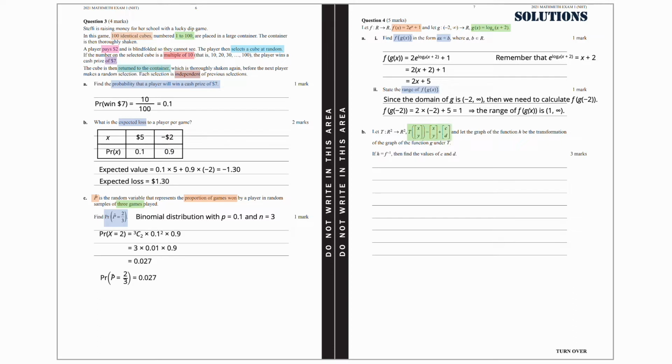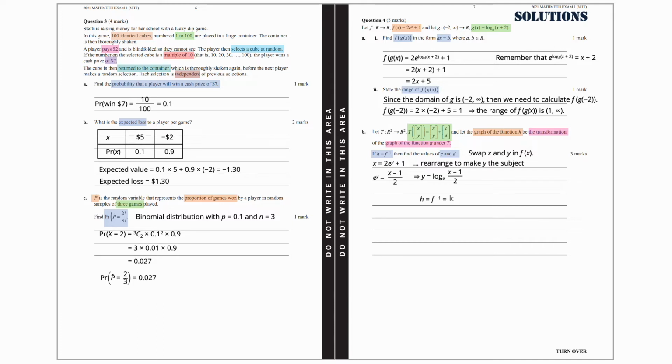Part B. Consider the transformation given and let the graph of the function h be the transformation of the graph of the function g under t. If h is the inverse function of f, then find the values of c and d. First, let's determine the expression for h. So we swap x and y in f of x, and then we rearrange to make y the subject. This means that y equals log in base e of x minus 1, all divided by 2.